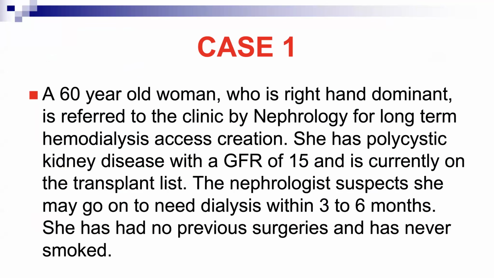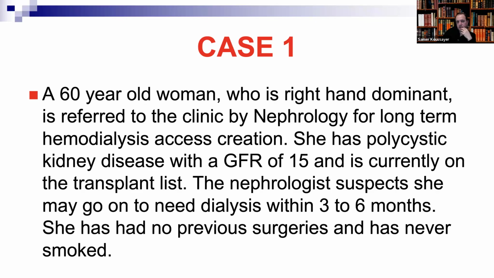A 60 years old woman who is right hand dominant is referred to the clinic by nephrology for long-term hemodialysis access creation. She has polycystic kidney disease, GFR of 15, currently on transplant list. The nephrologist suspects she may need dialysis within 3 to 6 months. She has had no previous surgeries and never smoked.